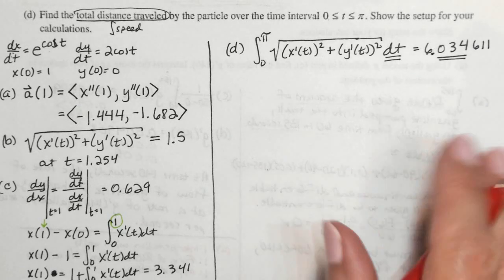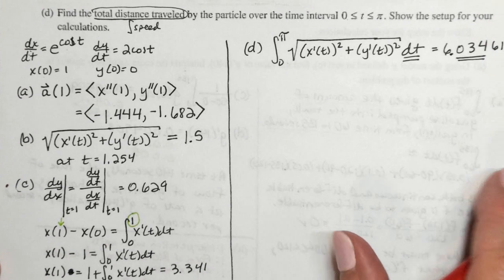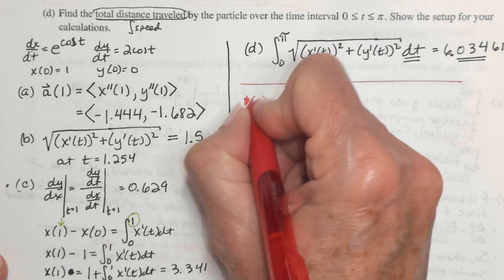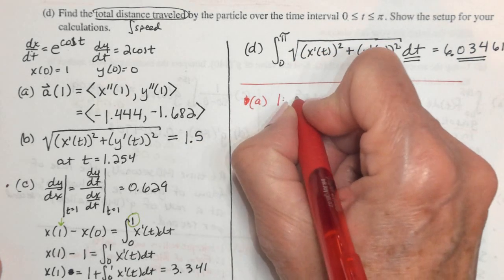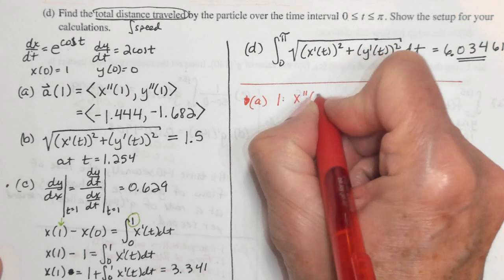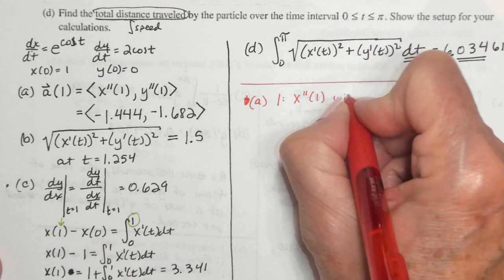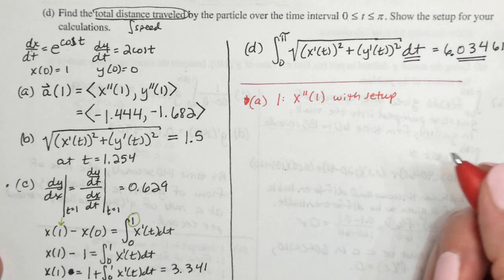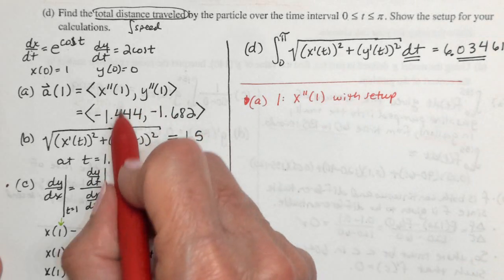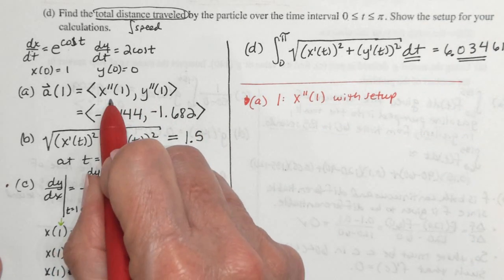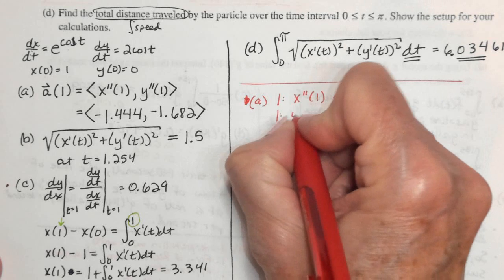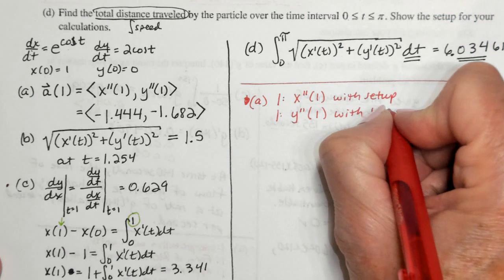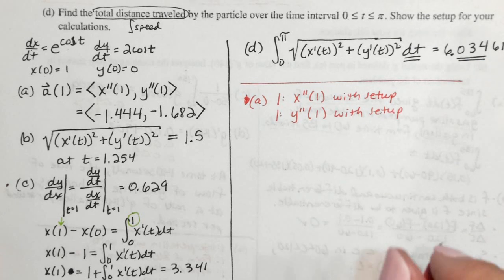All right, how did they score this question this year? For part A, they gave 1 point for x double prime of 1, and then they said with setup. You had to say what you were doing. Of course, that's always been the case. So is this answer correct, and did you say where it came from? And then 1 point for y double prime. They were very nice that year, giving us 2 points for such a simple little question.